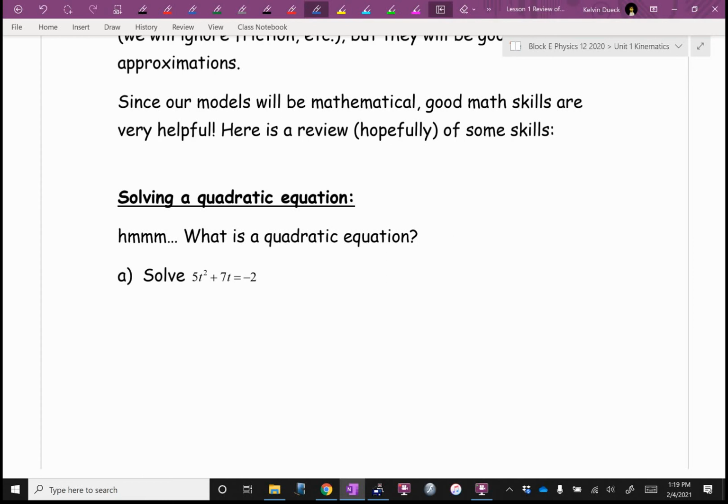Why can't we just get the t by itself? No, two of them. So what's step 0? Before you even start to solve a quadratic, what's step 0? And here's your hint: step 0. That's why I call it step 0. Got to make it equal to 0. I think the easiest here, I'm going to plus the 2 over.